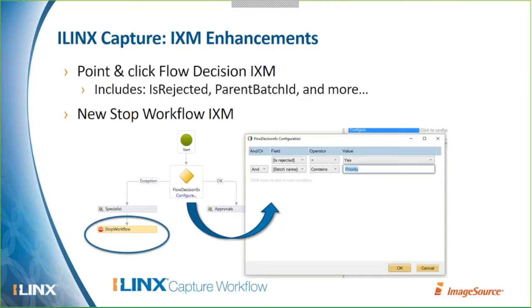So here's the point-and-click flow decision IXM, and you'll see it allows you to access fields within the batch, like is the batch rejected? Is there a parent batch ID? And almost all of the system fields and custom fields, and then point and click to define your rules for this. So in the case you see there on the screenshot, if this batch is rejected and the batch name contains priority, then I want to route one way or the other. And so it's really easy to plop these down and create some fairly sophisticated workflows just using this new point and click rule.